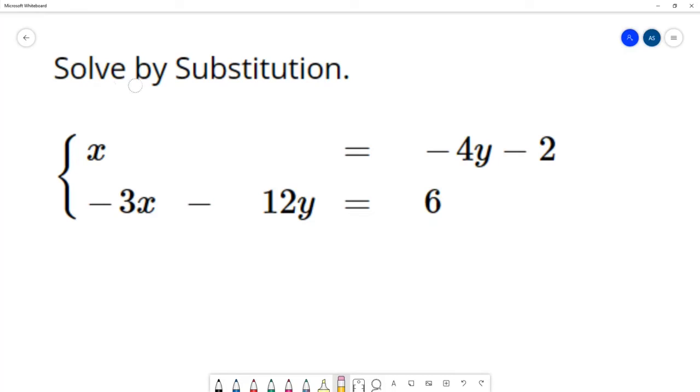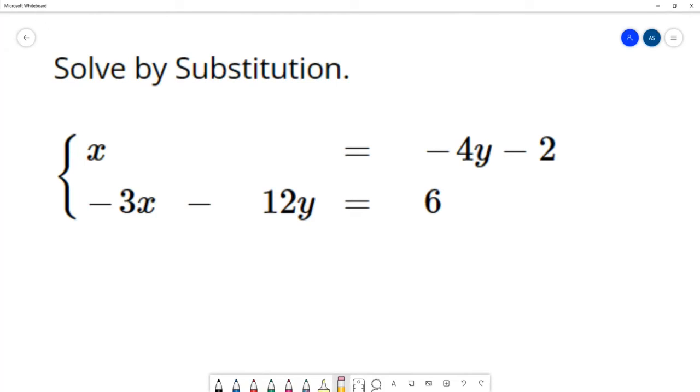For this example, we want to solve the system with substitution. And we have the system x equals negative 4y minus 2 and negative 3x minus 12y equals 6. Now with that substitution method, the first thing we do is to solve for one of the variables in either equation. We can solve for x in the first equation or y in the first equation, x in the second equation or y in the second equation.